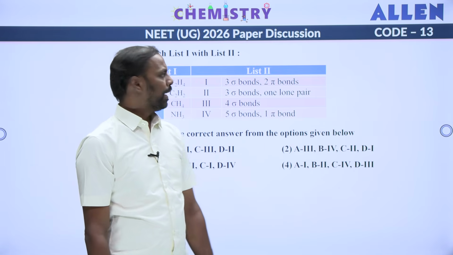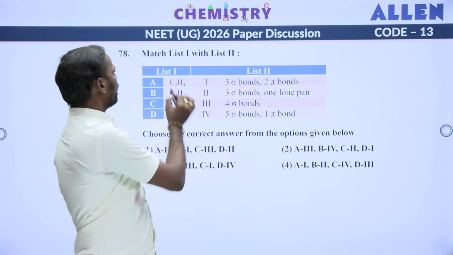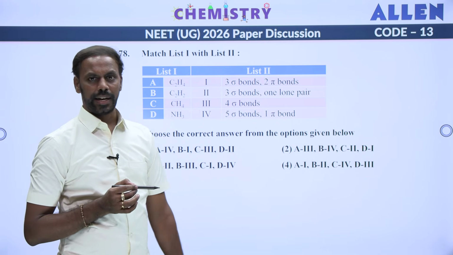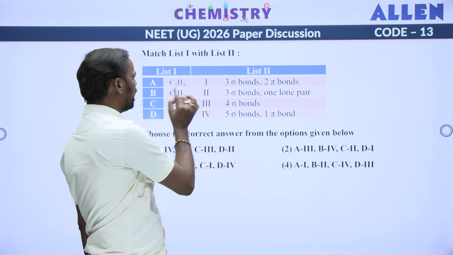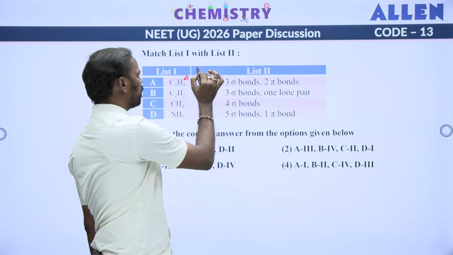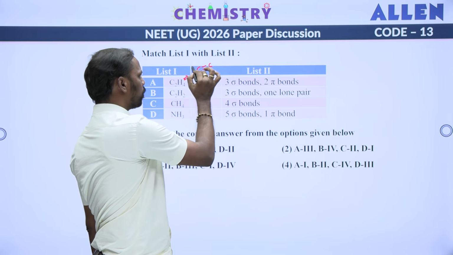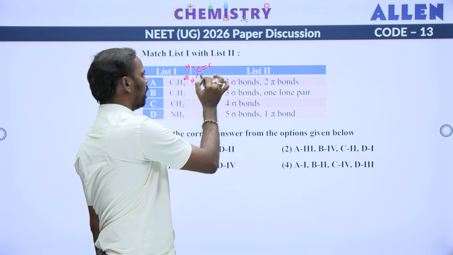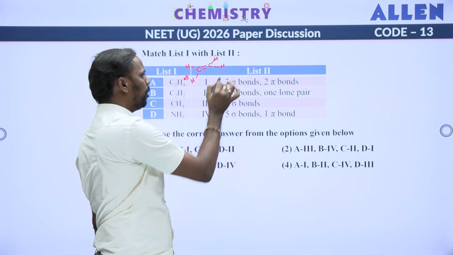Clear? Next student. After that again they have given one more, match the following. But it is very simple. See, C2H4, as everybody knows, is an ethylene molecule. So take the ethylene molecule structure, and how many sigma bonds are present here?